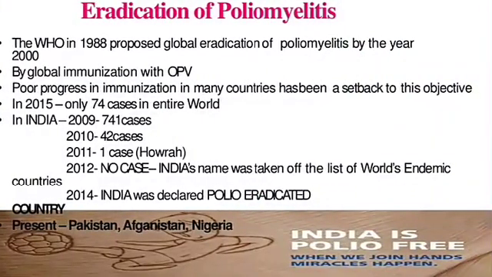Eradication of poliomyelitis. The World Health Organization in 1988 proposed the global eradication of poliomyelitis by the year 2000, by global immunization with the OPV. Poor progress in immunization in many countries has set back this objective. In 2015, only 75 cases in the entire world. In India, in 2009, there were 749 cases. So, at present, Pakistan, Afghanistan and Nigeria are still holding the poliomyelitis virus.